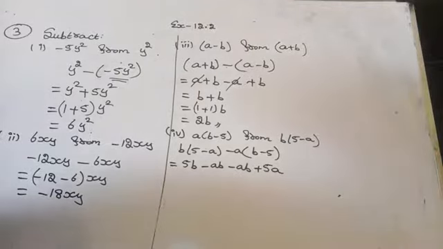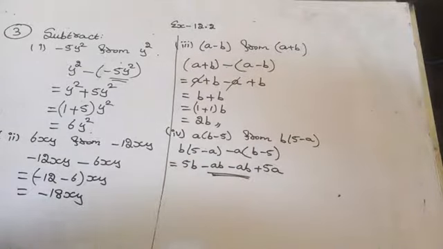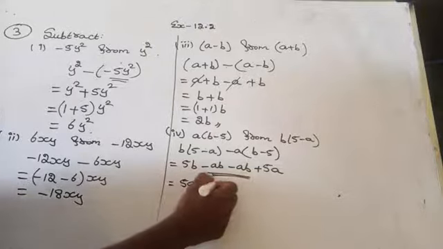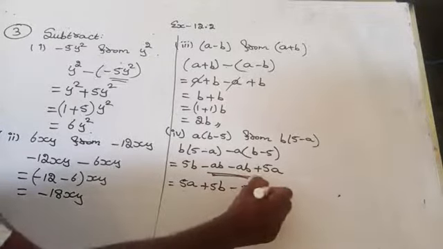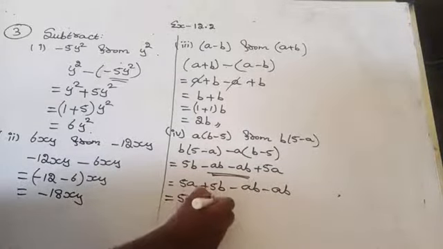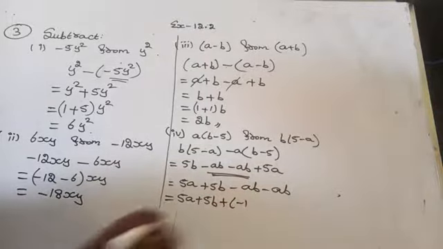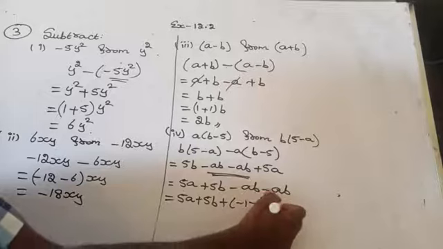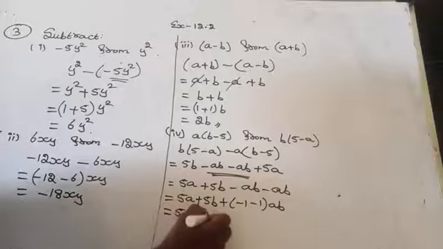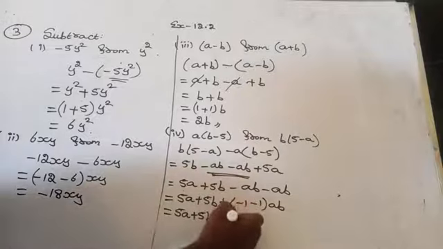Now group the like terms. These two terms, minus ab and minus ab, are like terms since we have the same algebraic factor, and then these two terms are unlike terms. So first we will write down that. So 5a plus 5b minus ab minus ab, that is equal to 5a plus 5b. What is the numerical coefficient here? Minus 1, minus 1 into ab. That is 5a plus 5b plus minus 1 minus 1 is minus 2ab.